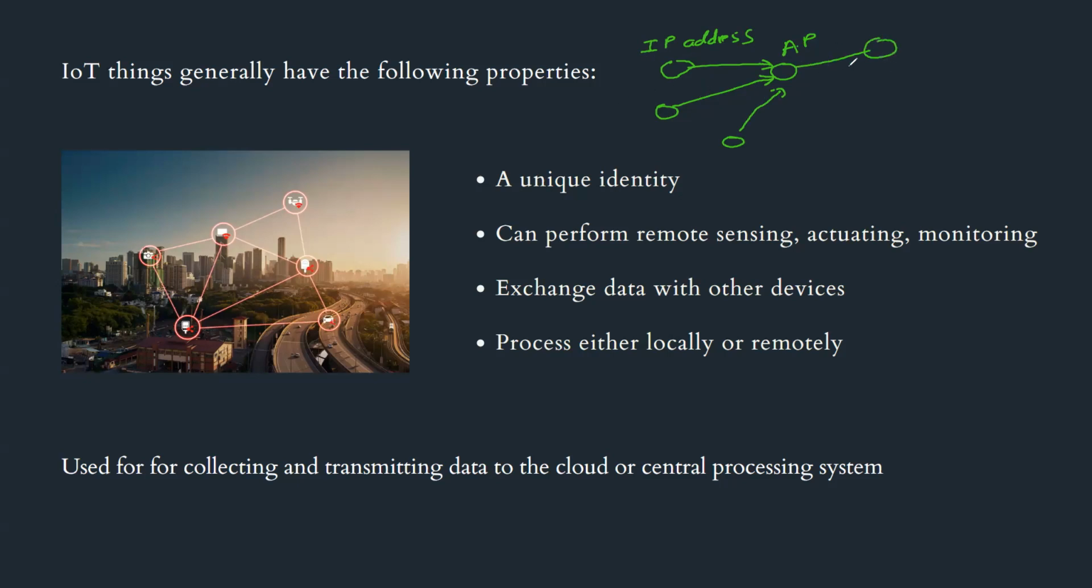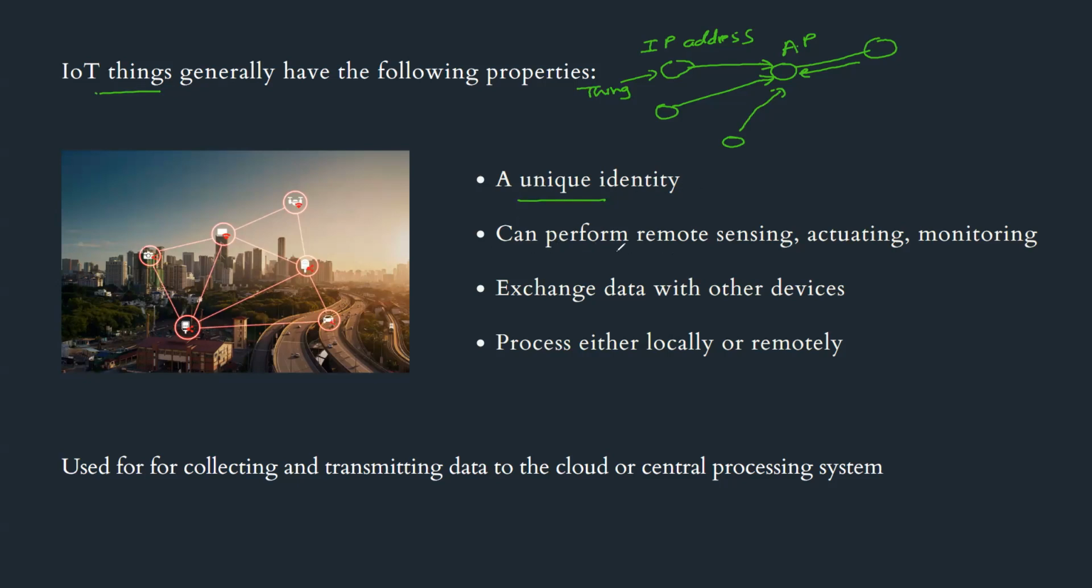And also once the data is coming in the reverse direction from the cloud to the device, this IP address is used to transmit the information reliably to each unique device. And therefore each thing or smart object must have a unique identity, an IP address.